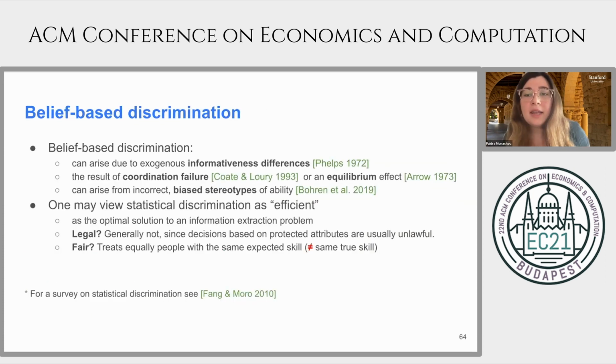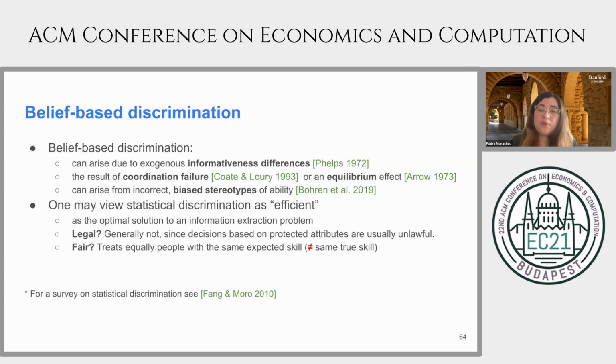So wrapping up this part, let's take a step back now and review what we saw about the different types of belief-based discrimination models. Belief-based discrimination is a term that I borrowed from Bohren et al., and I think it nicely describes all these non-taste-based models altogether. So to summarize, we saw that belief-based discrimination can arise because of exogenous informativeness differences in Phelps, or be the result of coordination failure, as we just saw, or can arise also from incorrect biased stereotypes of ability due to misspecification.